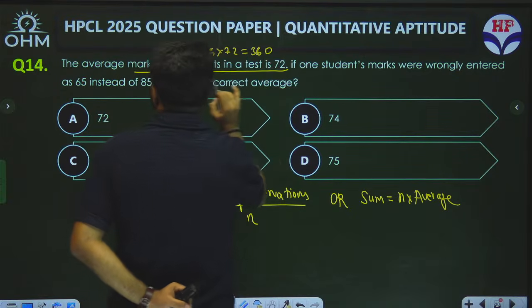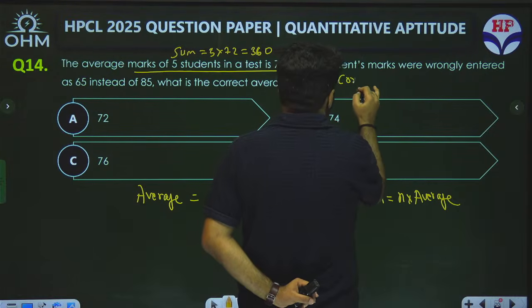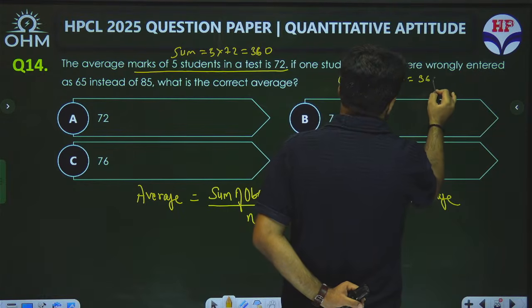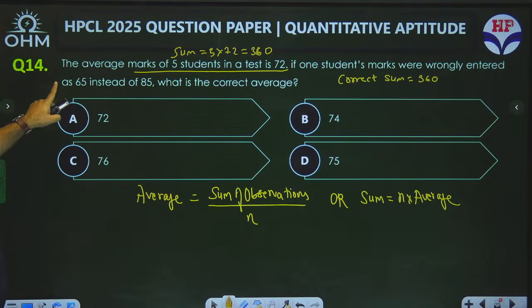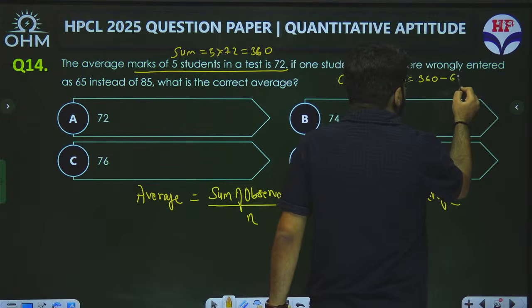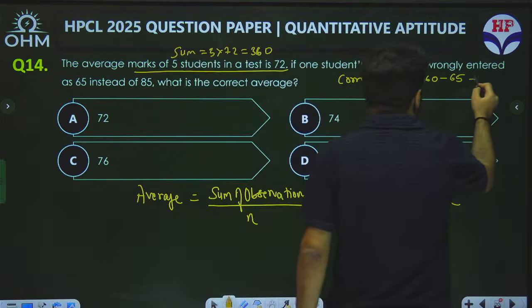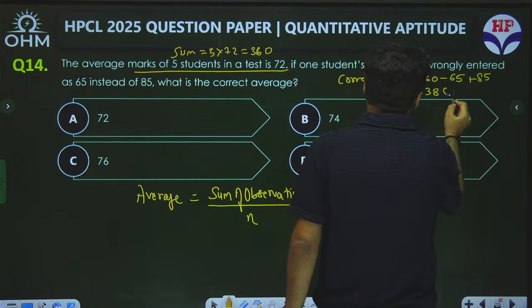Okay, this is the sum as per this, but one student's marks were wrongly entered. So what is the correct value of the sum? Actual sum is 360. Now what was the entry error? Wrongly entered was 65 instead of 85. So 65 is the wrong entry. Let me reduce that wrong entry and add the correct entry. What is the correct entry? Correct marks is 85. So there's a difference of 20 actually. So 380. This is the correct sum.